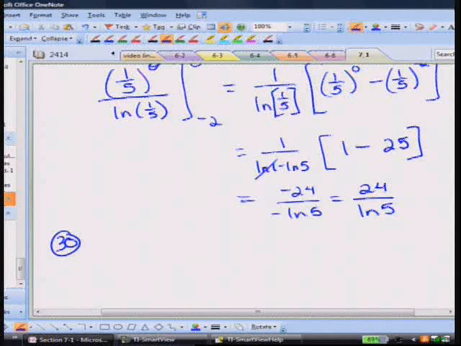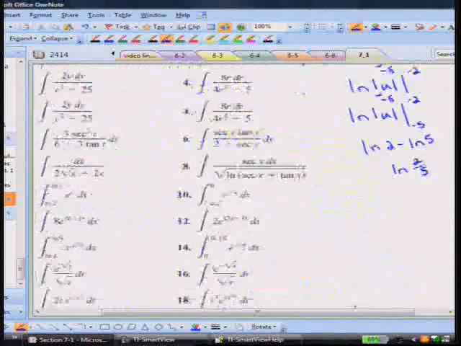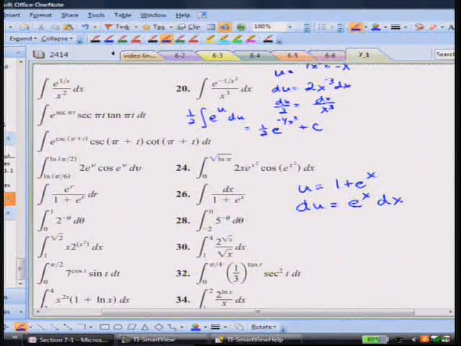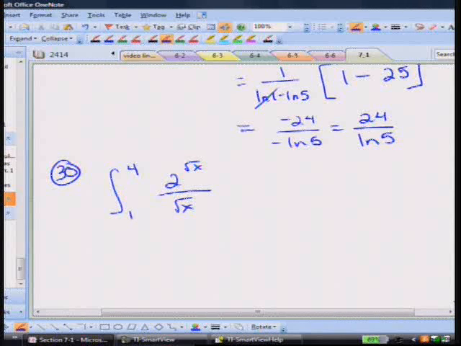30 is the integral from 1 to 4 of 2 to the square root of x over the square root of x. I think that's what it is. Yeah, 2 to the square root of x over square root of x dx. Okay, so I'm thinking, and you guys have an idea for u?